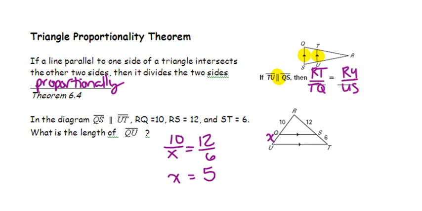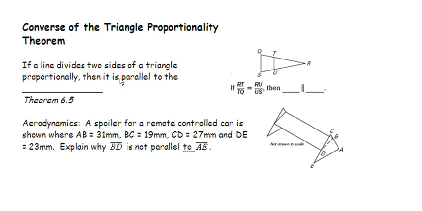Very straightforward. As you would expect, there is a converse, and the converse simply states that if a line divides two sides of a triangle proportionally, then it is parallel to the third side. All right, we just flip-flopped our triangle proportionality theorem. So if I have a triangle and the two segments of one side are equal to the ratio of the two segments of the other side, then my two segments must be parallel.